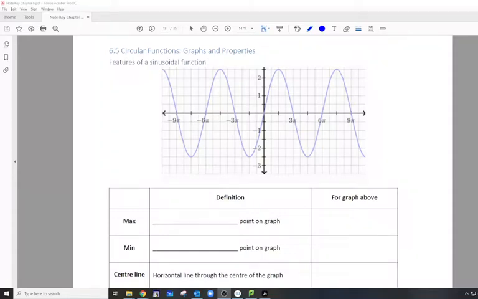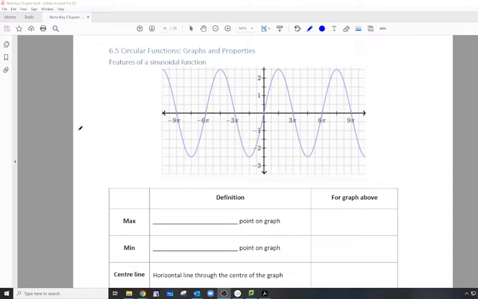So for 6.5 part 2, which is really the start of 6.5, is the start of graphing. We are going to be graphing what's called circular functions and looking at their features. They call these circular functions because we are going to come up with the graphs of the different trig functions based on the circle, right? Based on a whole circle of 360 degrees or 2 pi.